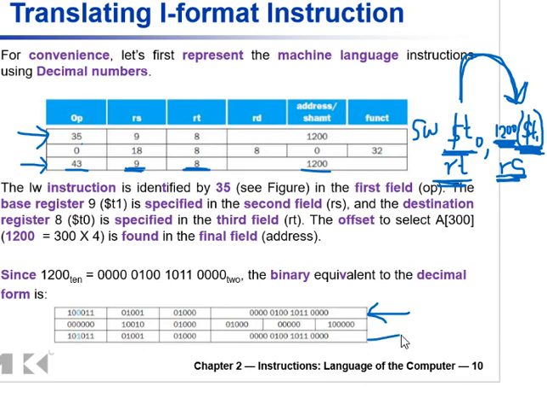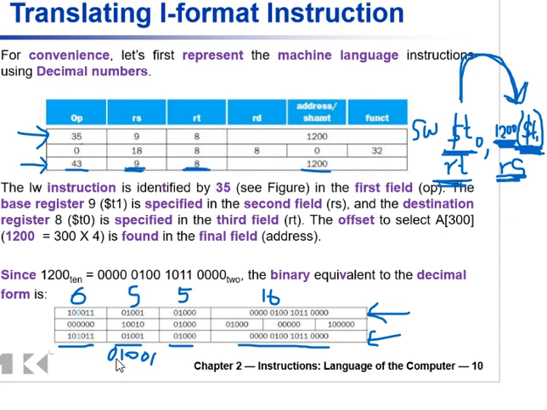When you convert these decimal data into binary, you will get these. This is the equivalent binary for 43, for 9, for 8, and for 1200. Remember, if you don't get enough bits, you fill with zeros. See here, the equivalent binary for 9 is 1001, 4 bits. But you have to write 5 bits for RS, 5 bits for RT, 6 bits for opcode, and 16 bits for the constant or address. So you have to fill with zeros.